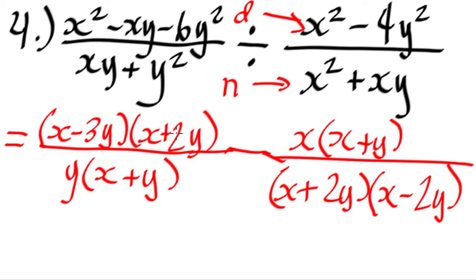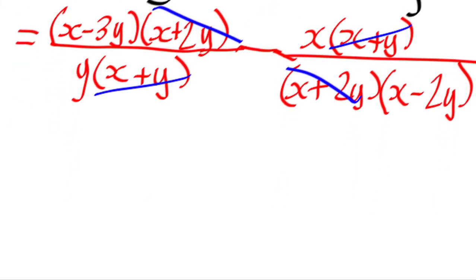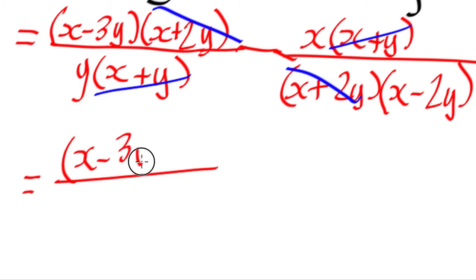Okay, so from here we can see that we can cancel x plus 2y and x plus 2y here, and we can cancel x plus y and x plus y here. And we are left with this. Okay, we're left with this, which equals x minus 3y, x minus 3y times x, all over y times x minus 2y.